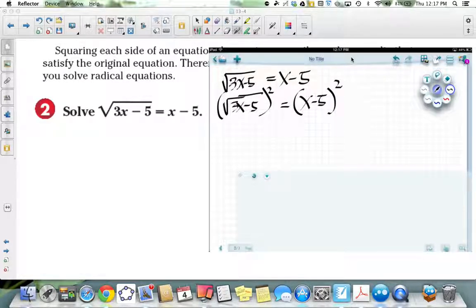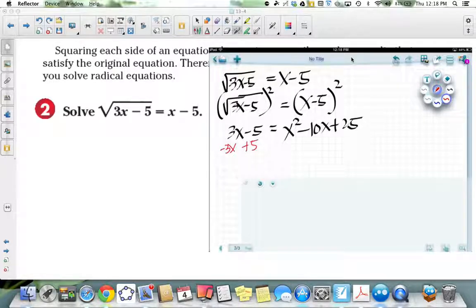This now ends up with 3x minus 5 on the left, and the right side is a perfect square trinomial, which becomes x squared minus 10x plus 25. To be able to solve this type of equation, remember that we need to set the equation equal to 0, so we can use the zero product property. So we add 5 to both sides and subtract 3x. With that, you end up with 0 equals x squared minus 13x plus 30.